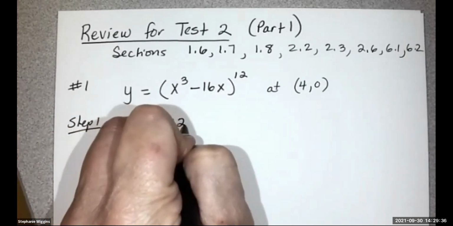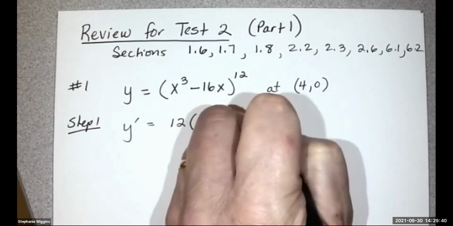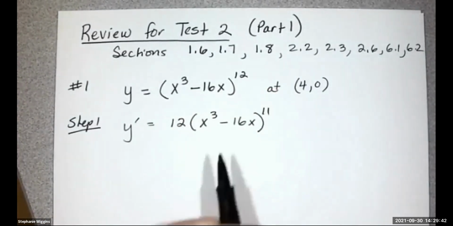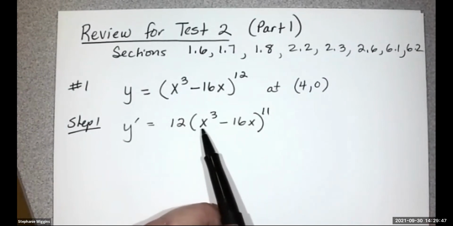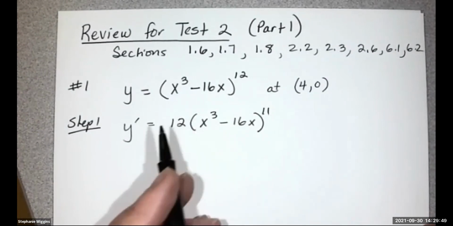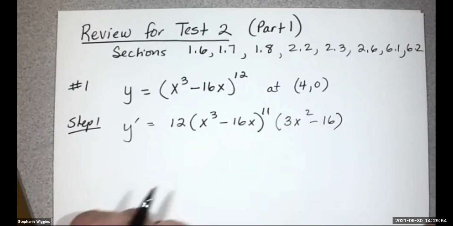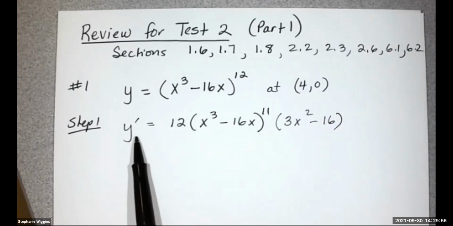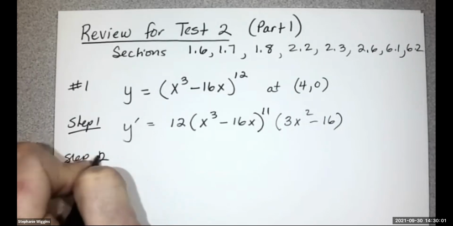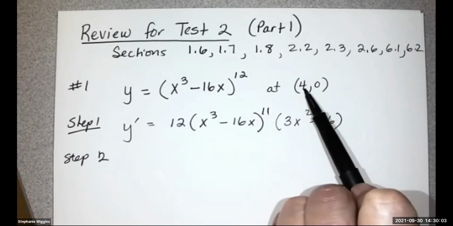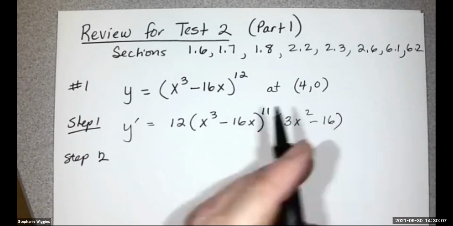So I'm going to bring that out front, and then I'm going to subtract 1 from 12 to get 11. And then because the inside here is not just plain old x, it's another function of x, I need to multiply by the derivative of this function. So I'm going to multiply by 3x squared minus 16. And now I want to evaluate that derivative at the point x equals 4. So I'm going to plug in 4 here.